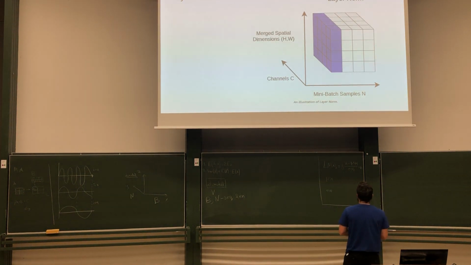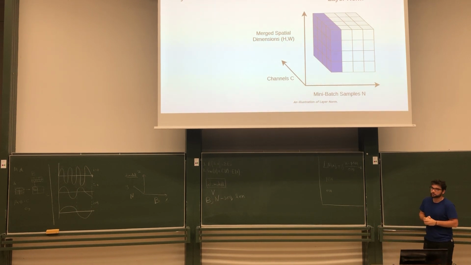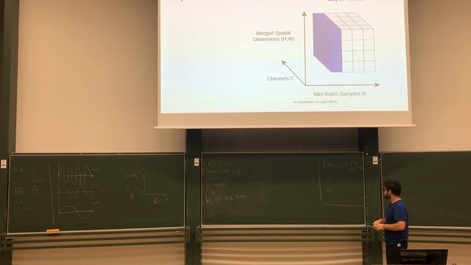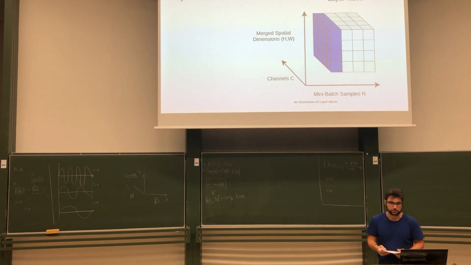So, can somebody help me write down the equations for layer normalization? First let's clarify that this gamma and beta are trainable components. And then I want to compute this mean and standard deviation based on this illustration that we saw here.